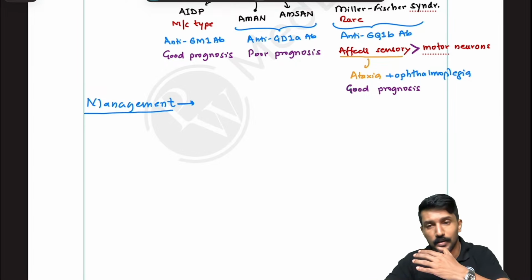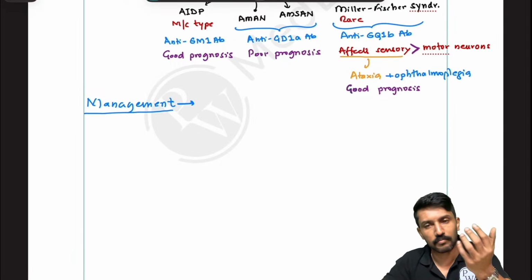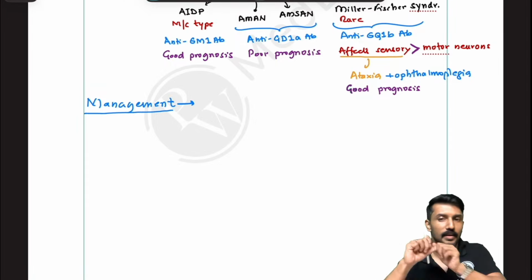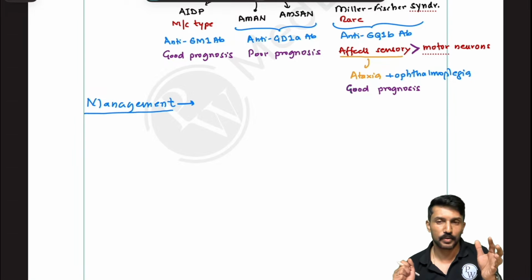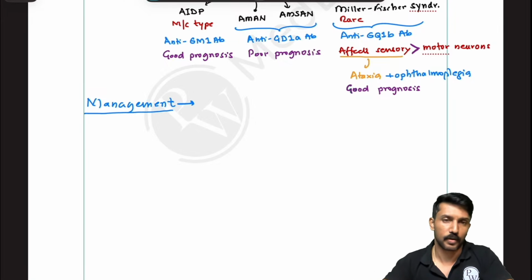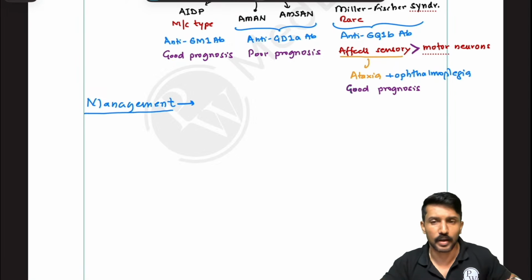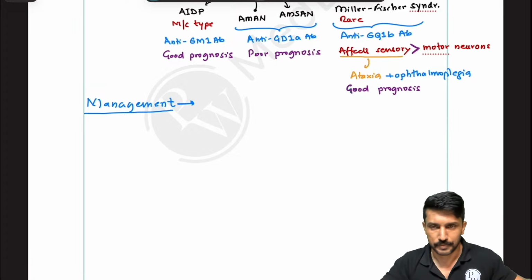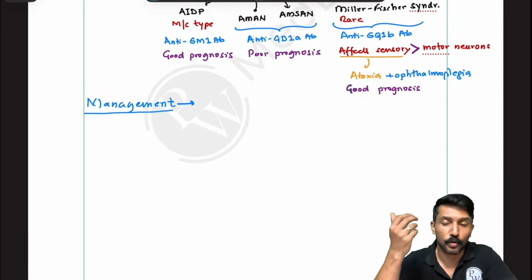So the best bet is, let me not allow the progression of the disease. How can I not allow the progression of the disease? If I take the antibodies out from the body, no more demyelination, no more axonal injury, and hopefully the disease will not progress. So how can I take the antibodies out from the body? Yes, plasma exchange or IVIG. Studies have shown IVIG is slightly superior to plasma exchange. But before that, I have to also think about it. What if the disease progresses to involve the respiratory muscles?